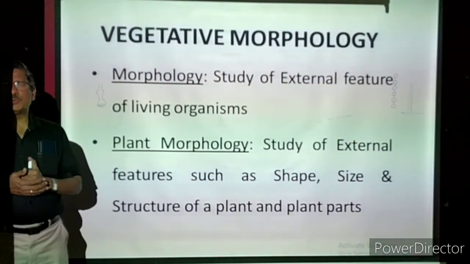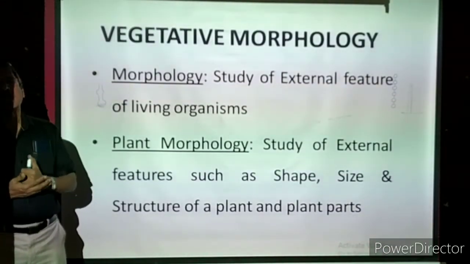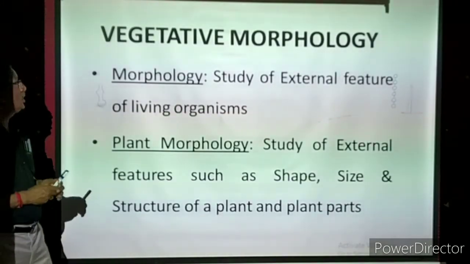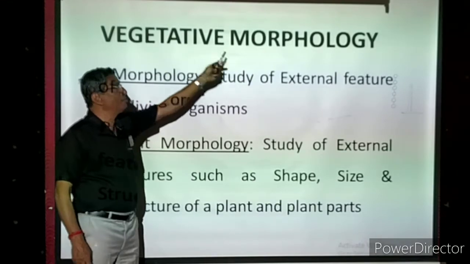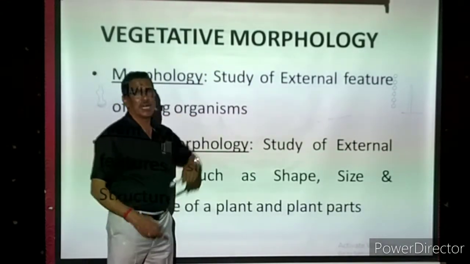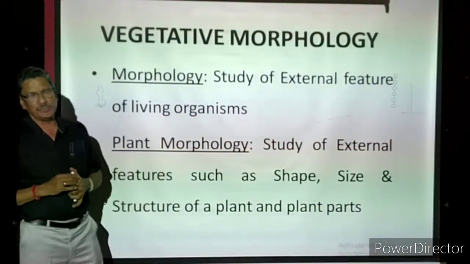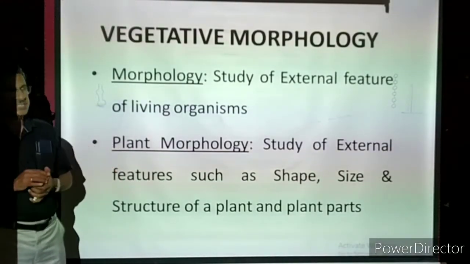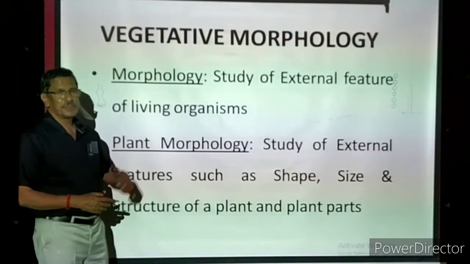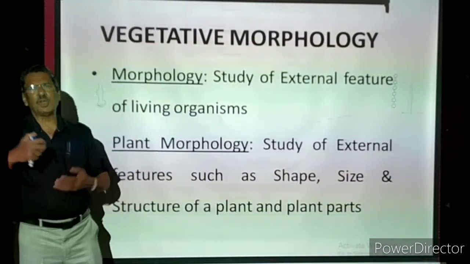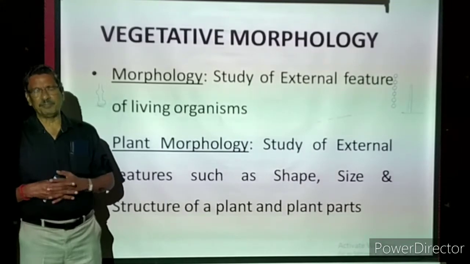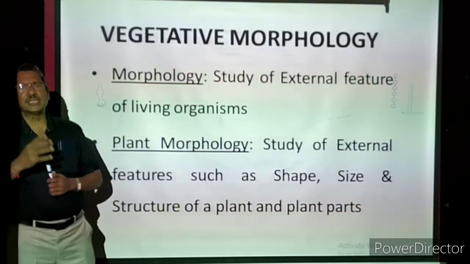So, in plants, when we observe the outer features, external features, then the study is called vegetative morphology. Morphology is external appearance. Vegetative means the whole body, what is present, what is visible to us, that is called the vegetative part. But generally, when we see a plant, any common plant, as I told, below the soil, roots will be there. Above the soil, what are the various organs present?